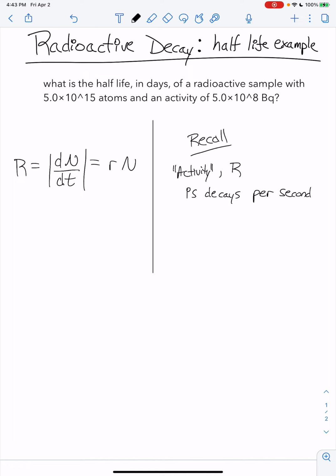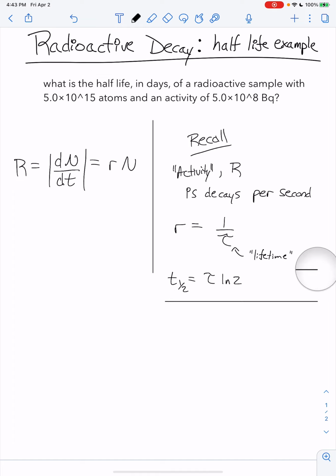Now we can also recall that R is equal to 1 over tau, and tau is the lifetime. And furthermore, we know that the half-life is related to the lifetime by a factor of ln 2. And this is useful here because we're actually given an activity and we want to find the half-life.